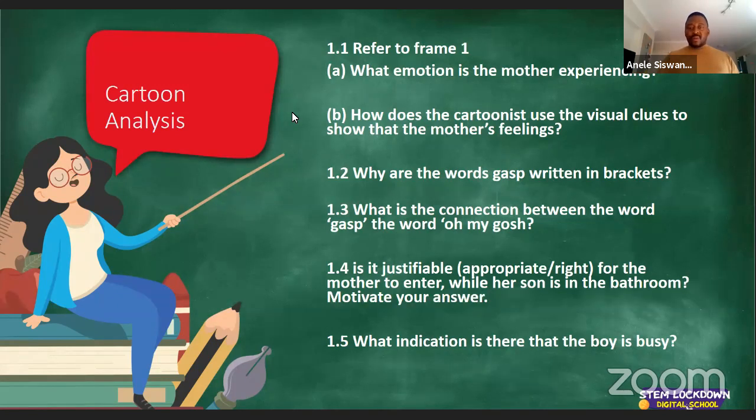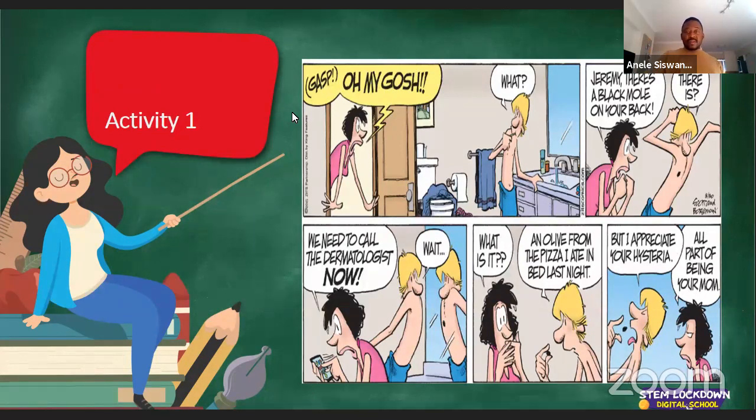What is the connection between the word "gasp" and the words "oh my gosh"? Is it justifiable? That is, is it appropriate? Is it right for the mother to enter while her son is in the bathroom? You motivate your answer. And what indication is there that the boy is busy? So this is the image.